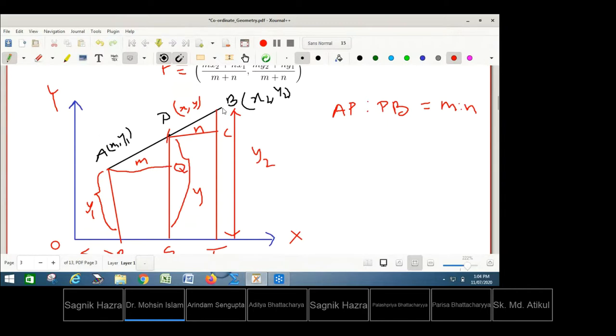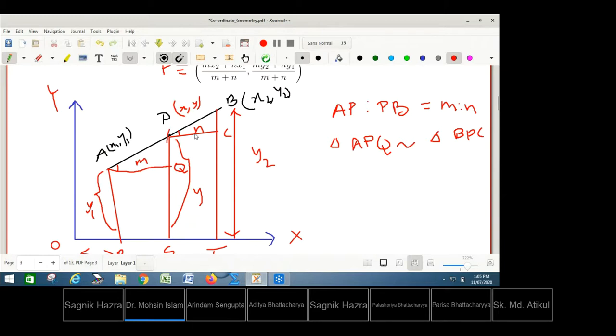and PBC are similar. I'm talking about these two triangles, triangle APQ is similar to triangle BPC. You can prove they are similar because these two angles are equal and these two angles are 90 degrees, because these are perpendiculars. So by AAA similarity, you can prove the similarity of these two triangles.